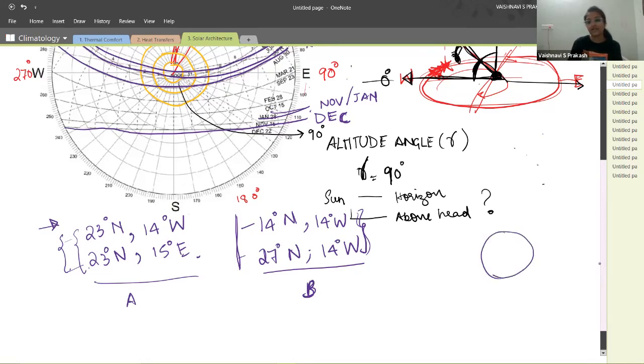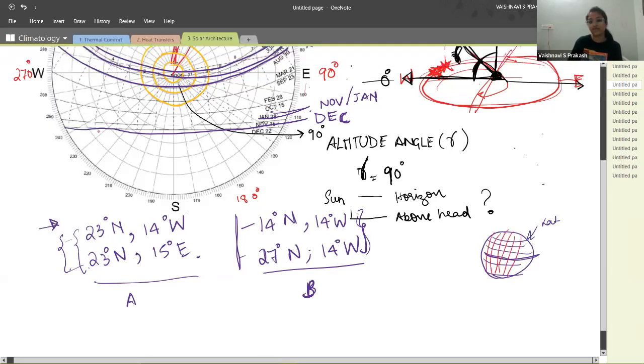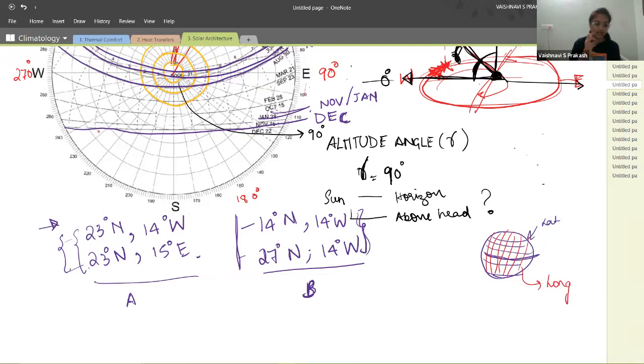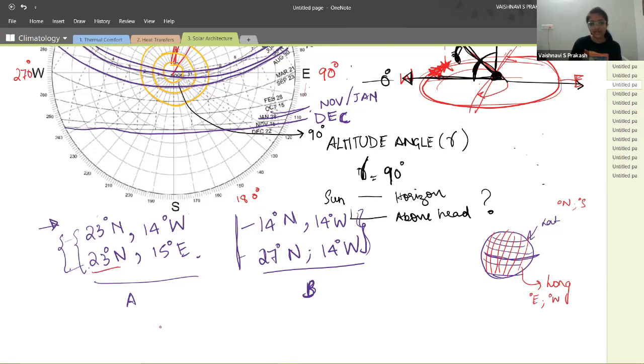Just to clarify, if this is your Earth, this is your equator, all these horizontal lines are your latitudes, and your vertical lines are your longitudes. Latitudes are always represented in degrees north or degrees south, and longitudes are represented in degrees east or degrees west. So among these two sets, in set A the latitudes are the same, and in set B the longitudes are the same. Which set will have the same sun path diagram? Can anybody guess?